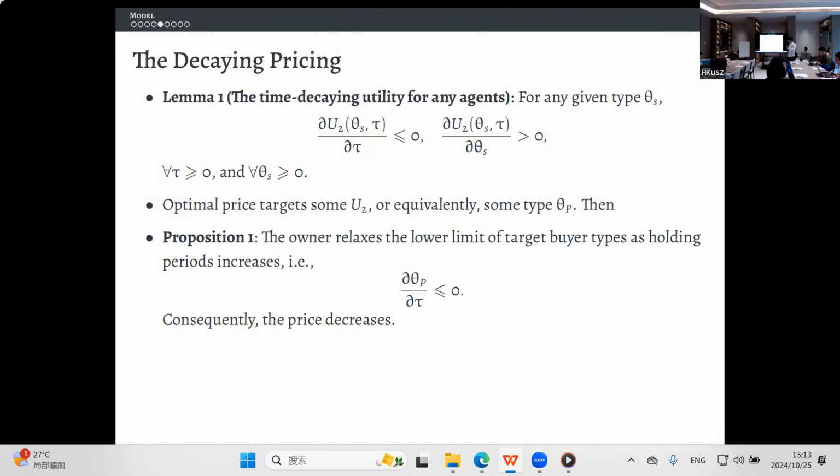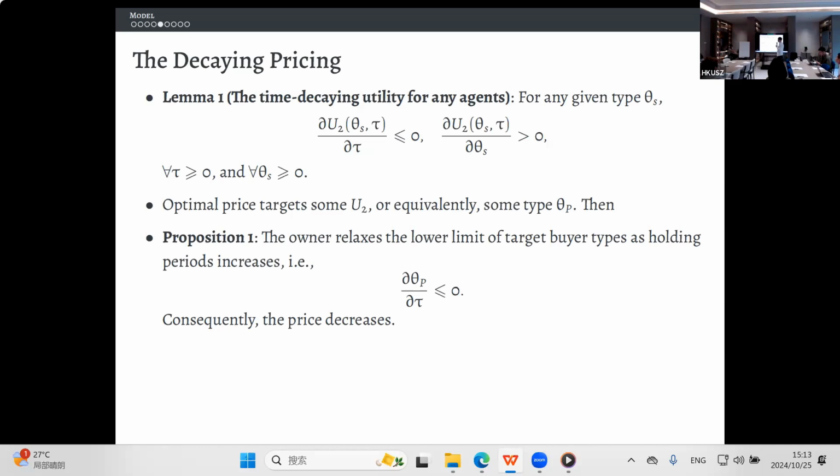Because I can derive less and less utility in the future, and I know there are new incomers who are interested in my NFT, but I can get less and less utility from the future. Then when I make an offer to the new buyer, as time goes by, I would prefer to lower my price offer so that my NFT can be sold to a new buyer, to a new owner, okay?